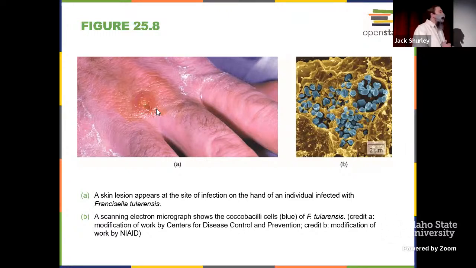So here on the back of the hand, little skin lesion, it might be the result of hunting rabbits and maybe skinning the rabbit, where you get a cut potentially, and it inoculates the bacteria into the wound. There have been all sorts of potentials with this.